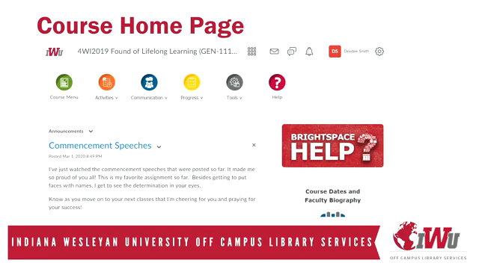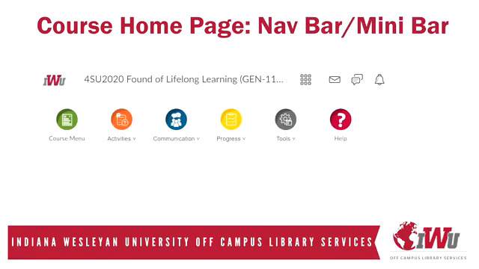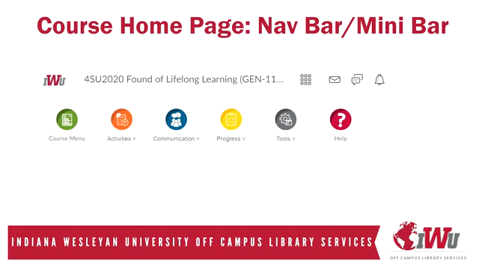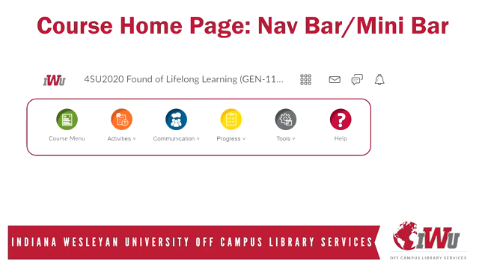We'll do a brief tour and then show you where to find more detailed videos about Brightspace. The small icons in the upper right-hand corner is called the mini bar and provides notifications and alerts. The nav bar is comprised of larger icons, which is where you'll do most of your navigation inside the course.